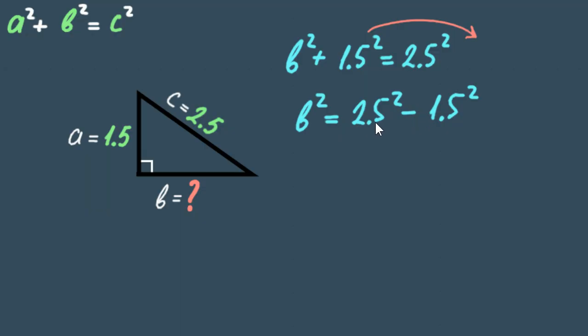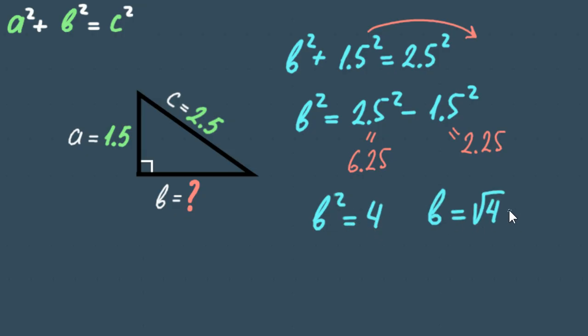2.5 to the second power is 6.25. 1.5 to the second power is 2.25. We get b to the second power is equal to 4. Hence b is equal to 2.